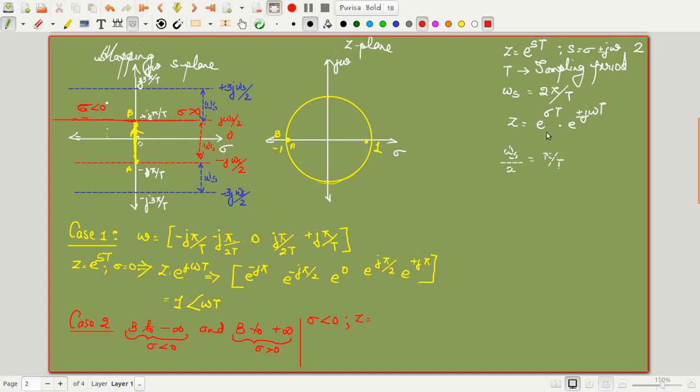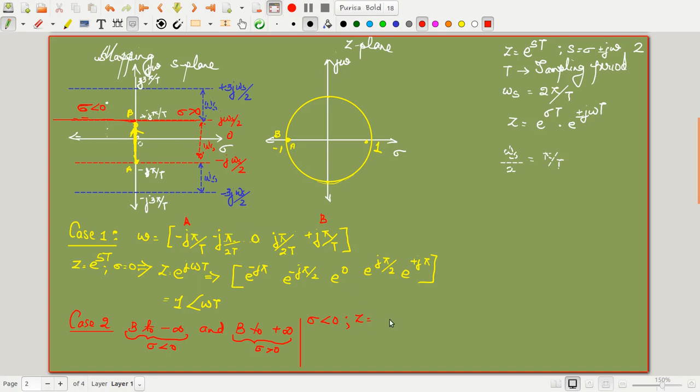Z is equal to, we know, e raised to sigma t, e raised to j omega t. We know what is e raised to j omega t here. e raised to j omega t is this point, right? This is the point B. This is point B and this is point E. At this point, what is the value? The value is minus 1. At A also, it is minus 1.